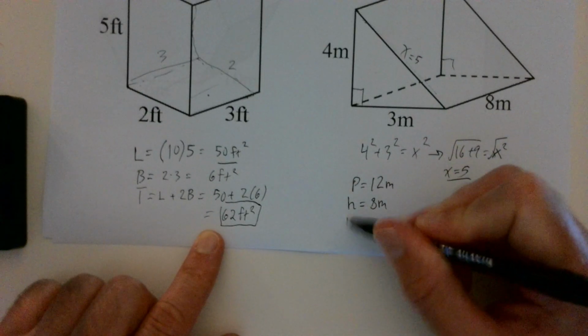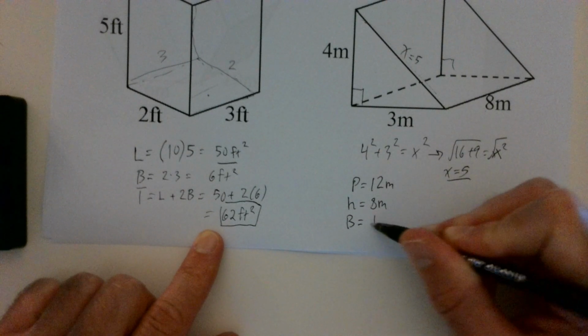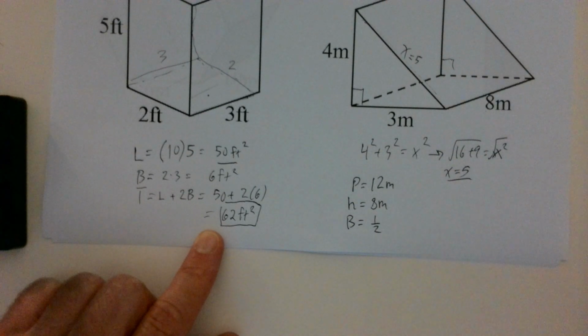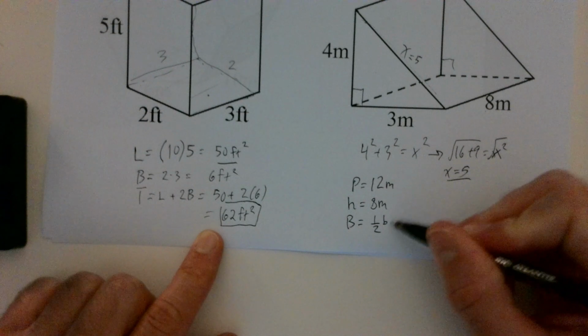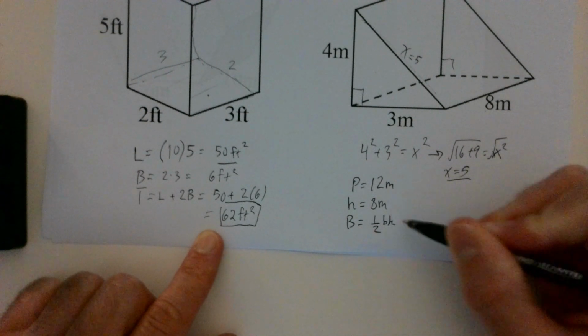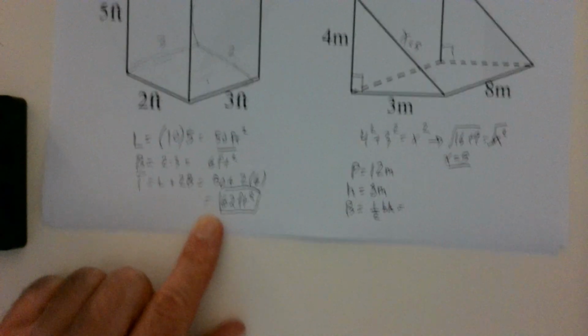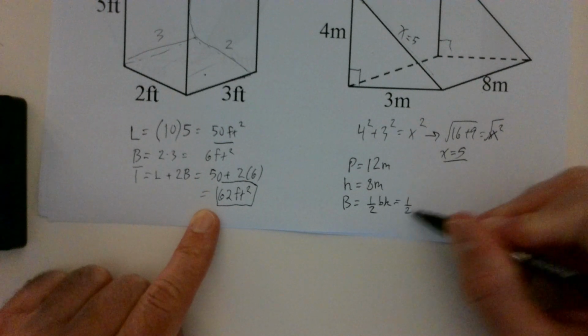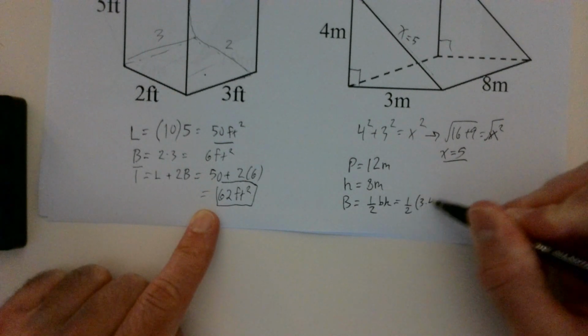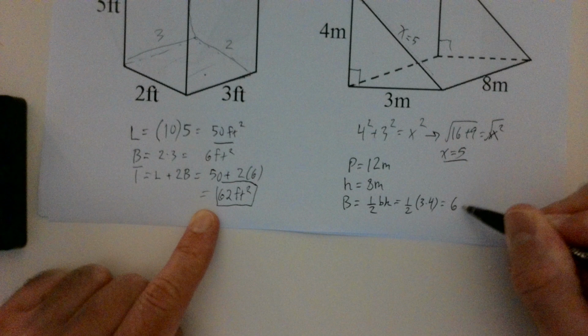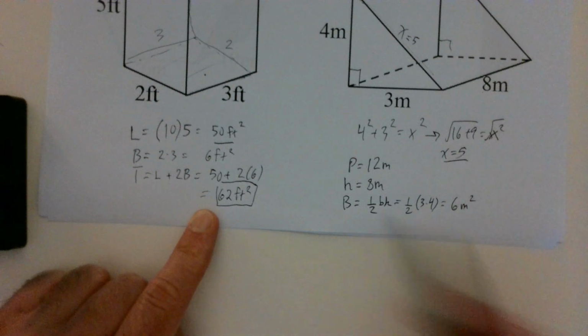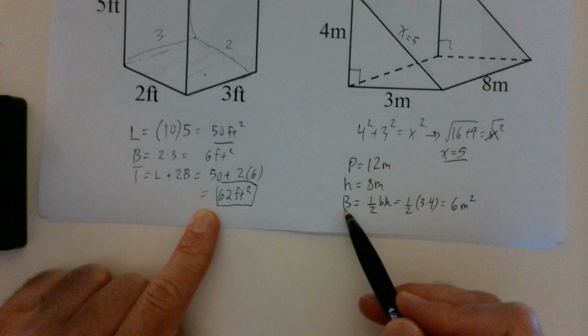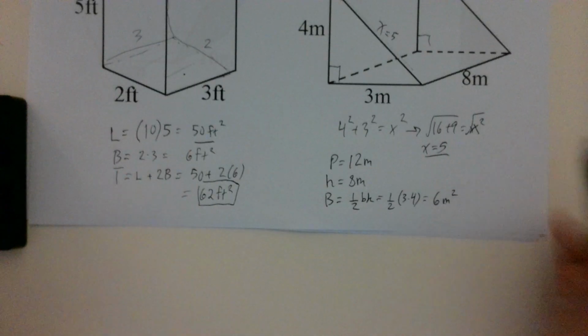While I'm at it, I'm going to go ahead and write the area of my base. Since my base is a triangle, it's 1/2 little base times little height. That's the height of my triangle. That's going to be 1/2 of 3 times 4. Okay, so I have all of the parts that I need for both of my area formulas.